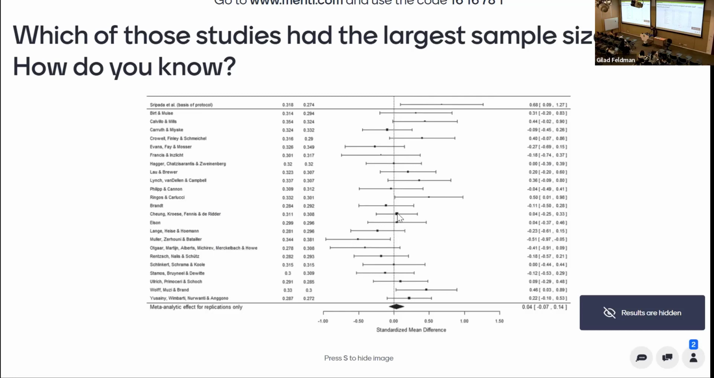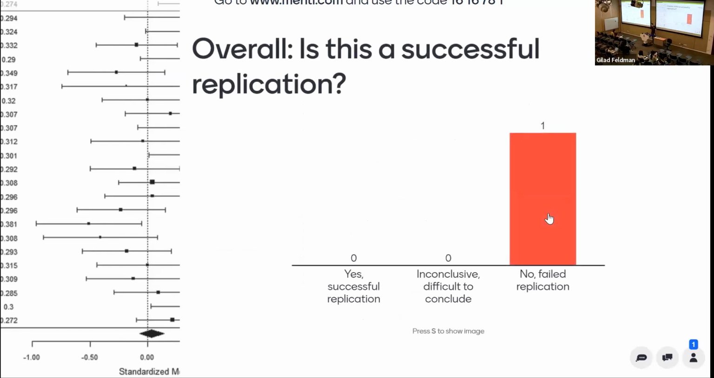Good. So we see this also by looking at how big the rectangle is in the center, but also we can look at the difference between the lower confidence intervals and the higher confidence intervals, how wide it is, and then choose the one that is the most narrow. Terrific. Overall, successful replication, no failed replication by 1. What's your conclusion? Yeah, you agree? Failed replication, a failed replication.